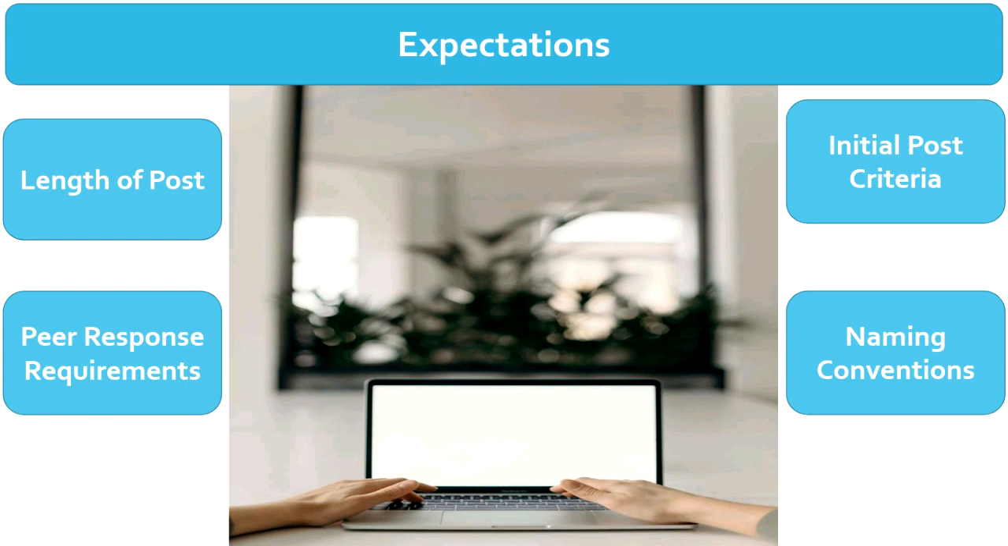I'm actually going through a class right now where the instructor is not very clear on what the expectations are, and it's very frustrating if you don't know exactly what's expected, so that you can provide what you need to the instructor. So definitely, I like to highlight that as an issue that's very important and critical when it comes to discussion questions, those expectations.